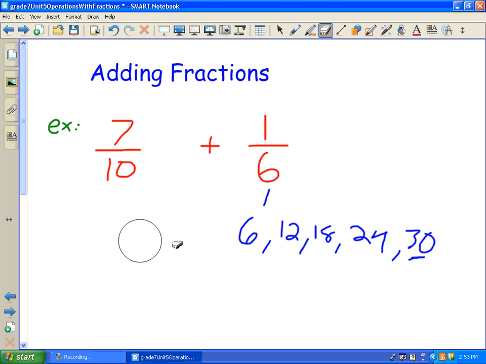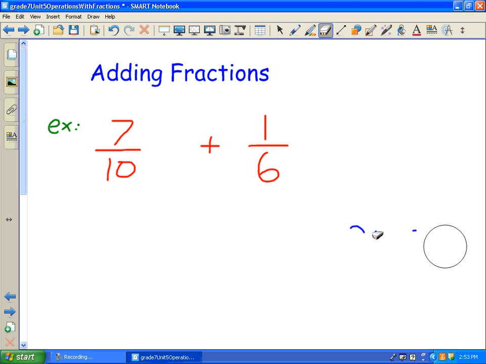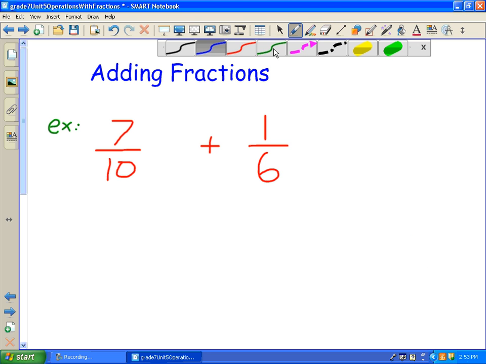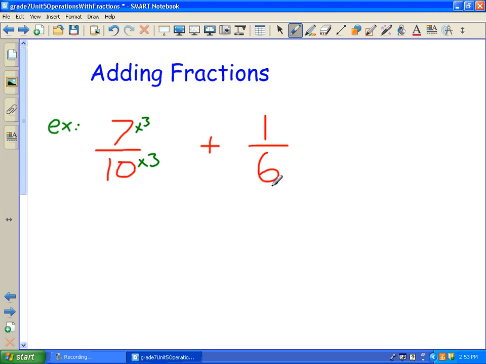So how am I going to make each one of these bottoms become 30? So let's try it. Times this by 3. That'll make it 30. And then you must do the same to the top. What do we multiply 6 by to make it 30? We times it by 5. Now, remember, the bottoms are going to be 30 because 3 times 10 is 30, and 6 times 5 is 30.